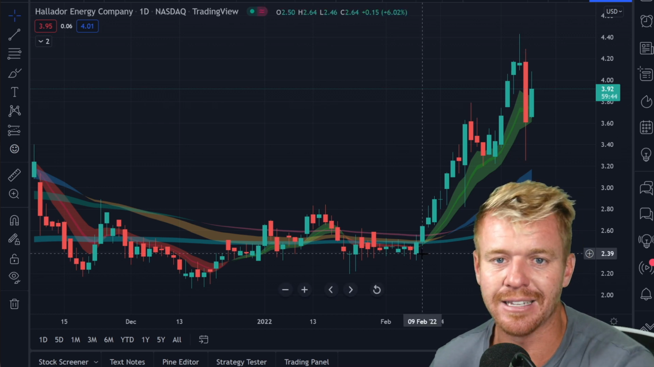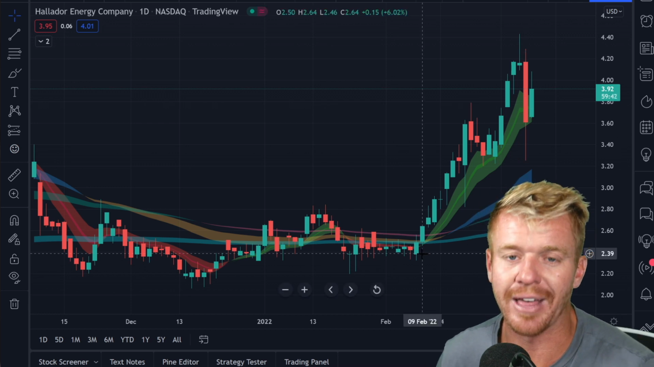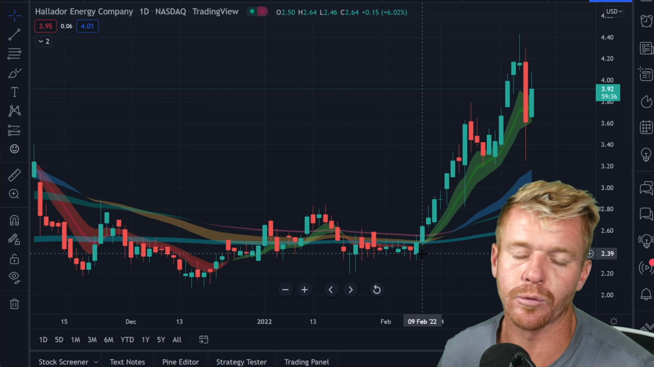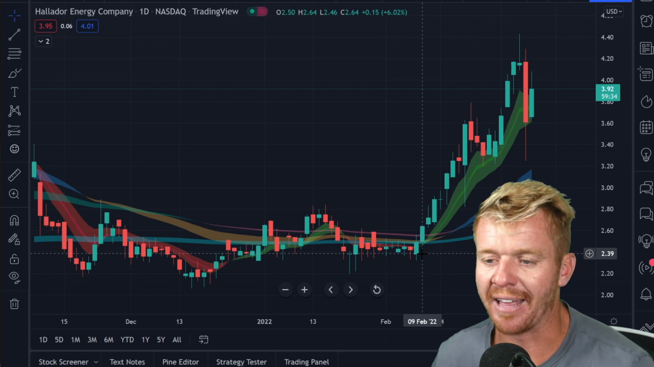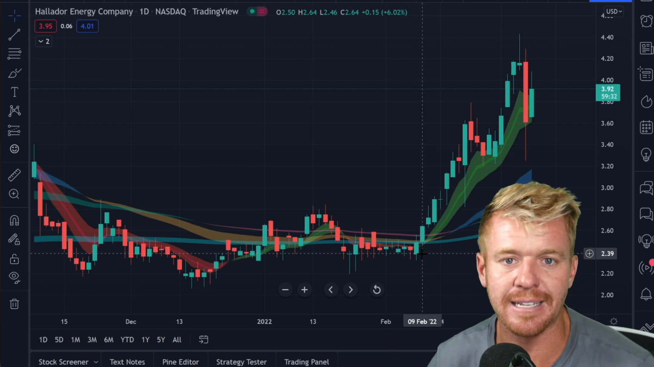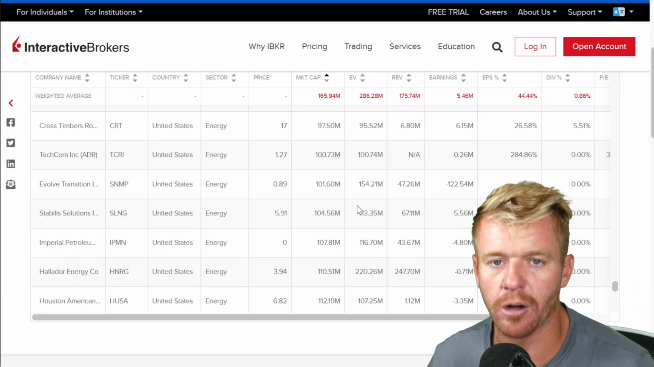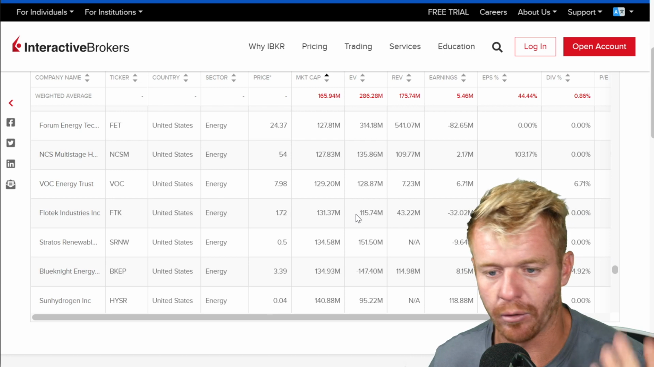So the scanner tool basically allows you to search through thousands of different companies and then find different stocks based on what you're looking for. And like we are looking for small cap, we are looking for energy stocks.